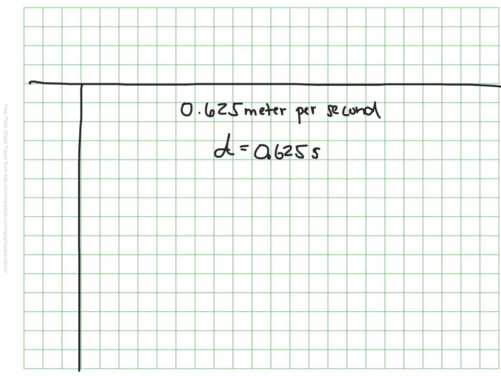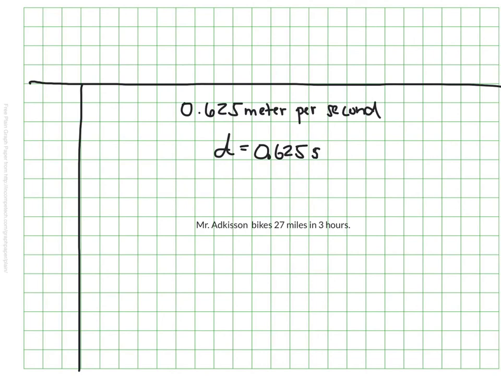But if it was 10 seconds, I could multiply their speed by 10. If it was 20 seconds, I could multiply their speed by 20, and so on. So we can actually make equations once we figure out unit rates. But I'm going to just leave you with one more kind of basic unit rate to try on your own.